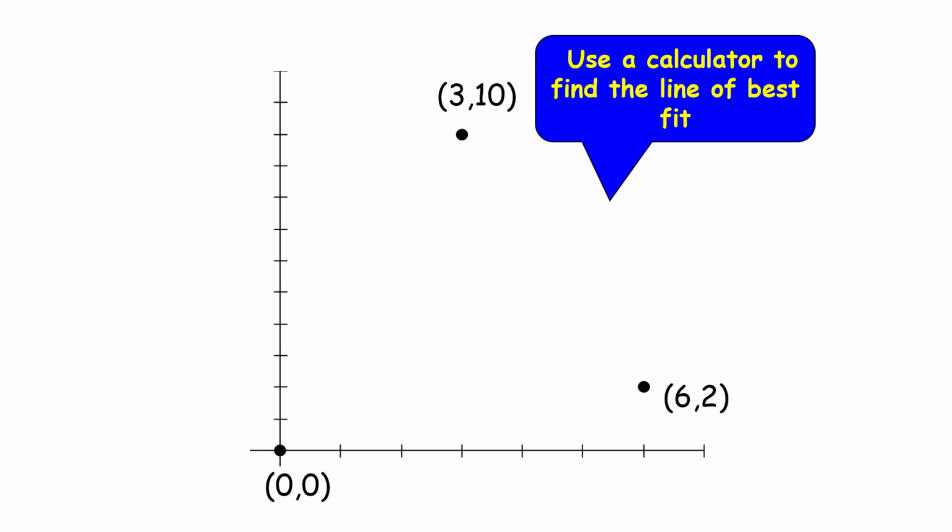So we're going to use a calculator to find the line of best fit here. What that means is you're going to be going into your stat list, and you're going to put these data points into your list. Then you're going to go to stat again and to calculate.